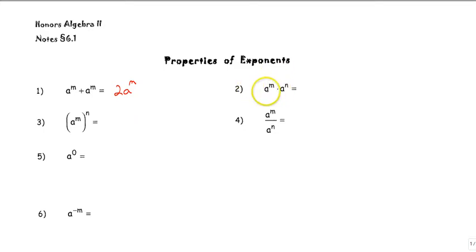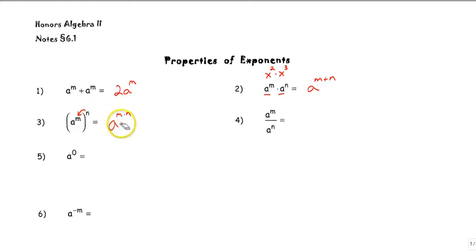Number two, though, when you have the same base, like a to the m times a to the n, you can think of this as like x squared times x cubed. If you wrote those all out, you'd have x to the fifth. So you add the exponents. Okay, when you multiply the bases with the same base, you add the exponents. Here, you multiply the exponent. A to the m to the n, which would be a to the mn.